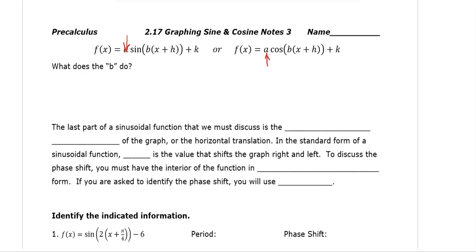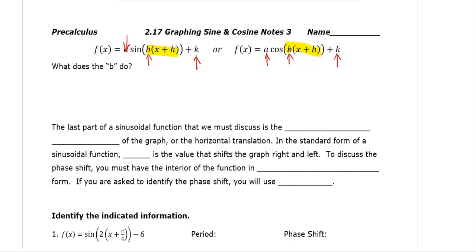We've talked about how we have B, which is going to be the change in our period. That value right there is always going to tell us how long it's going to take for us to repeat our cycle. And we always use 2 pi over B to tell us what our period is. And then this K that is added at the end of either of those functions, that is our vertical shift. So it's going to shift my graph up or down, depending upon whether it's a positive number or a negative number.